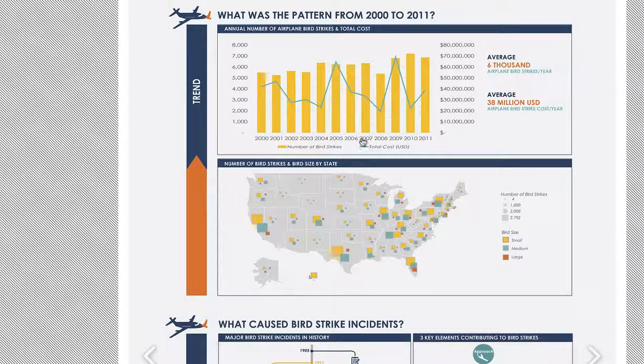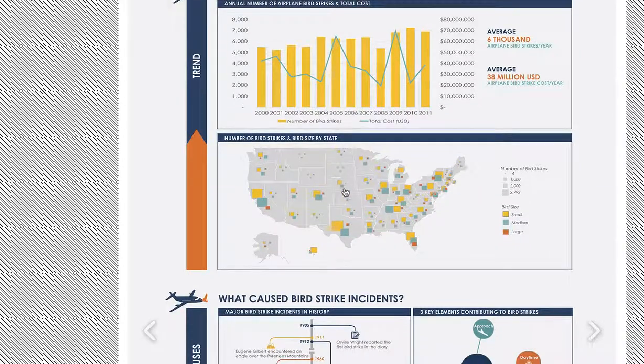Another encoding I used is the size of square on the map. The bigger the square is, the more incidents caused by birds of that size. I tried to use pie charts on each individual state, but the visual was not that great to my viewers because some colors, especially the orange one, is sometimes too small for them to see from the pie charts.